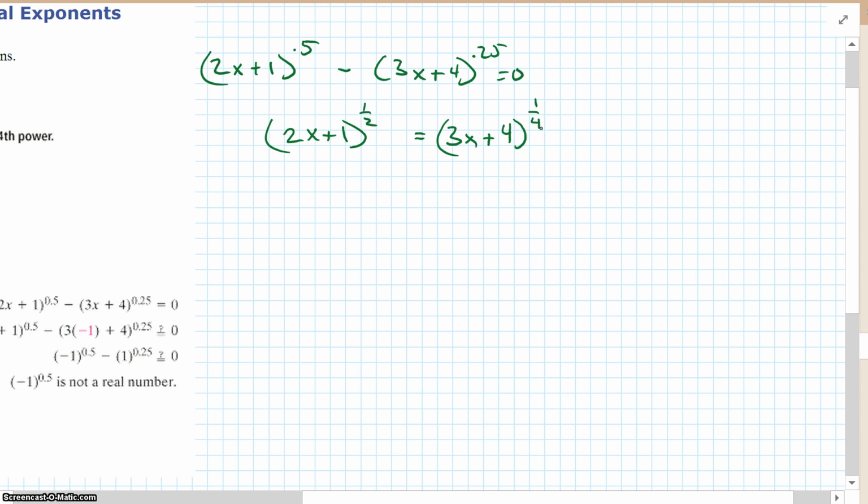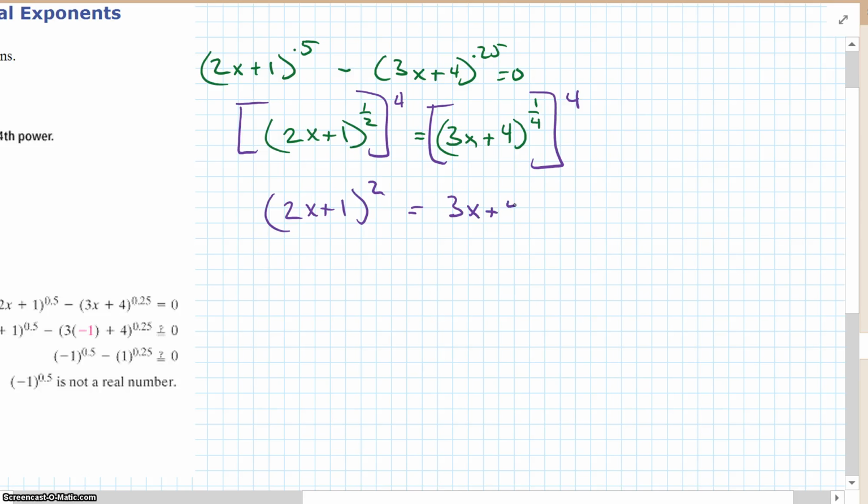Alright, so what we want to do is eliminate any radical expression. If we take each of these to the 4th power, we can eliminate all the radical expressions. So it's going to become (2x plus 1) to the 4 over 2 squared, equals 3x plus 4. 4 over 4 is 1. So now, let's FOIL this, expand (2x plus 1) squared, which is going to be 4x squared plus 4x plus 1 equals 3x plus 4.